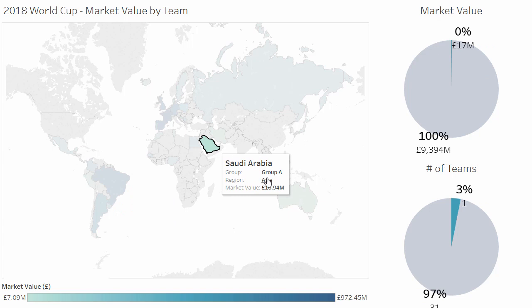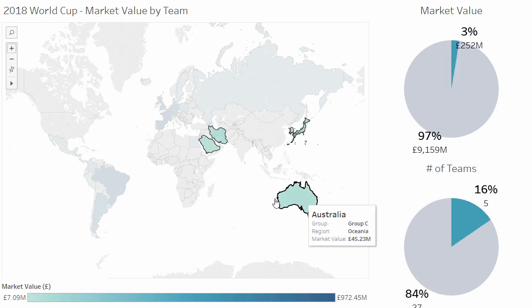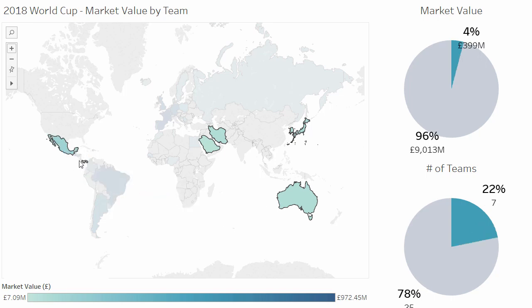Then if we look at Asia, and let's group in Australia and some Central American countries as well, we remove Colombia and then add in Costa Rica, you can see that these countries are 25% of the teams in the World Cup, but only 5% of the market value.